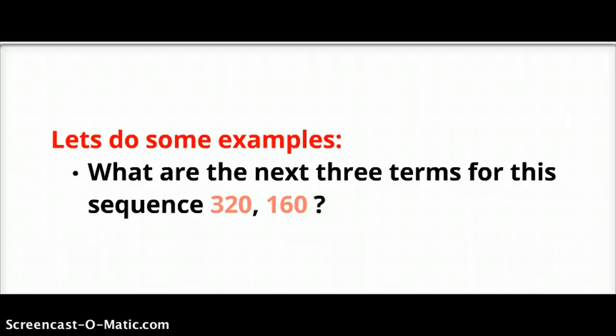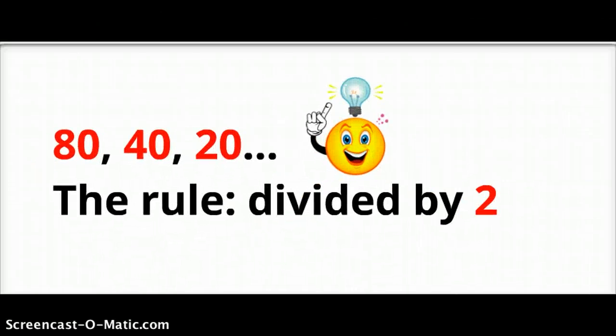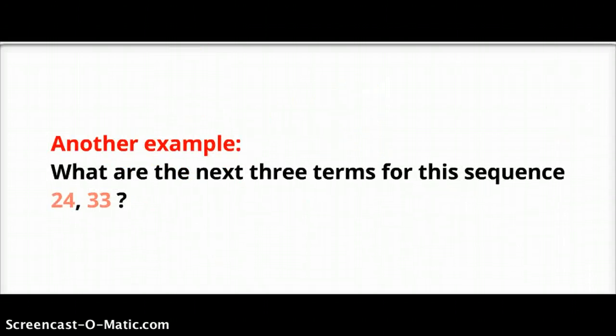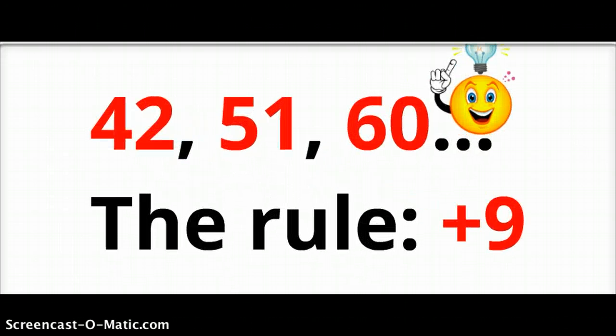Let's do some examples together. What are the next 3 terms for this sequence? 320, 160. Use your brain. The answer is 80, 40, 20, and the rule is divided by 2. Let's do another one. What are the next 3 terms for this sequence? 24, 33. The answer is 42, 51, 60, and the rule is plus 9.